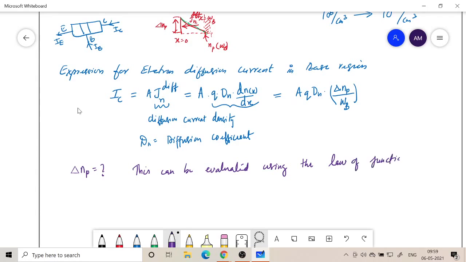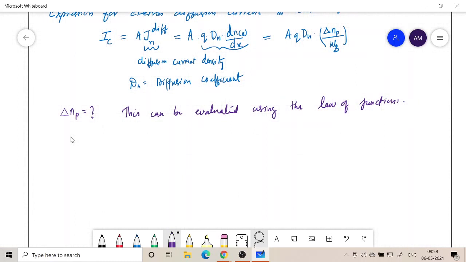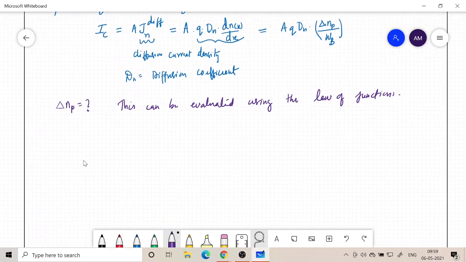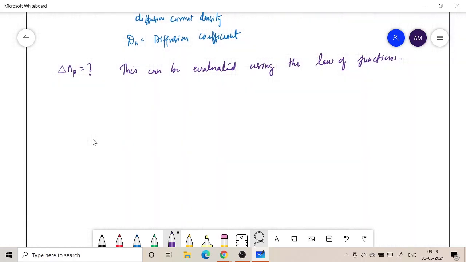Probably you might have studied it in the case of PN junctions. Let me know, have you studied the law of junctions? It is used in the derivation of the diode current expression. No, sir, you have not studied. Then what did you study in device? This is one of the basic things. Okay, if you have not studied, let me explain it very quickly. I cannot go into all the details, but some minimum details I will put in here.